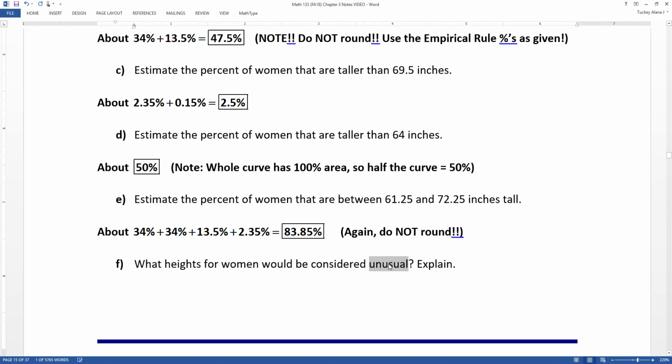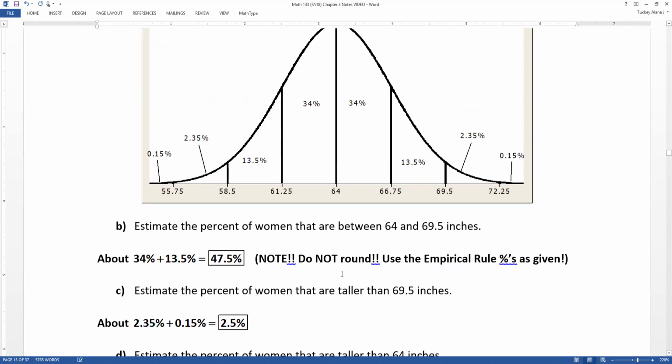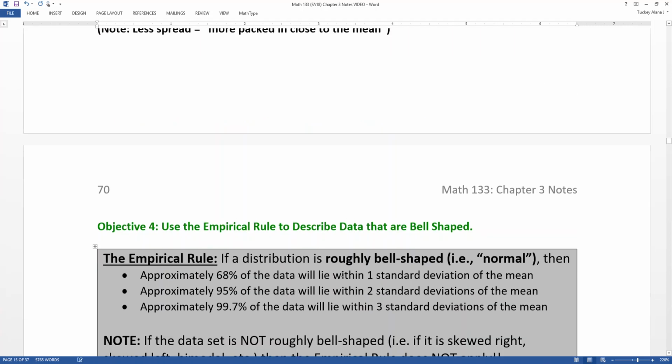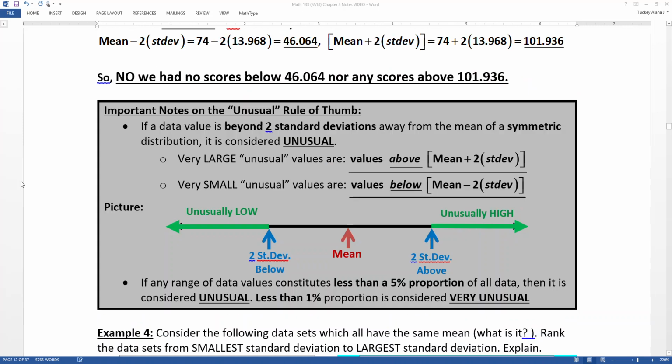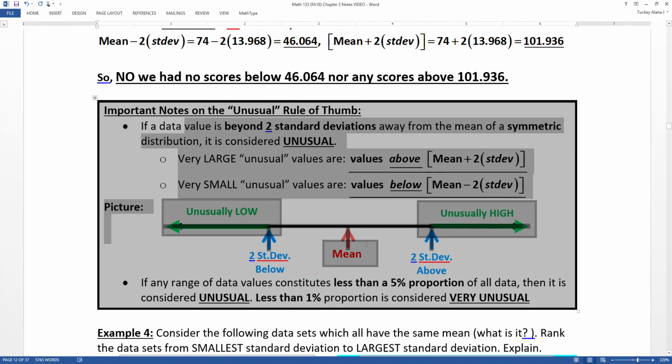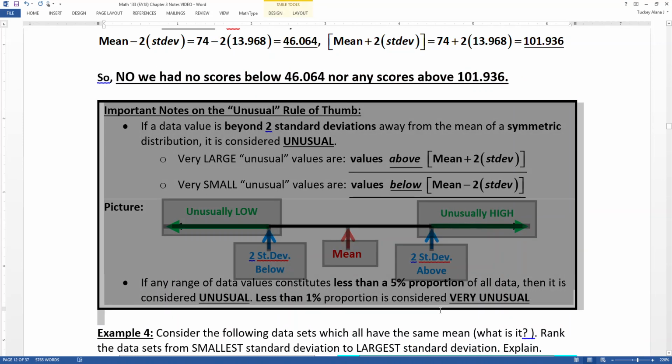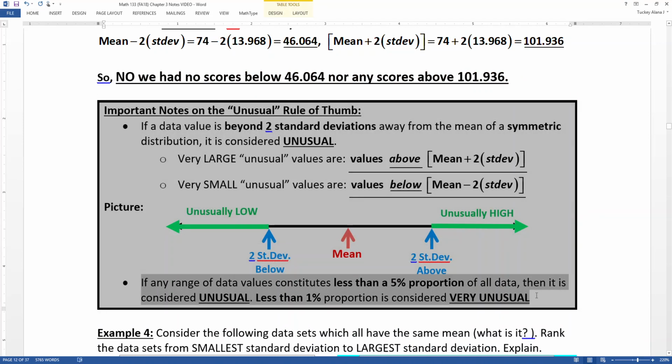All right, now our old friend unusual. What would be considered unusual? Well, let's remind ourselves what unusual is. That's back several pages. One sec. There it is. Okay, so for our purposes, we're going to stick with the two standard deviations rule at this point. This rule down here is actually a little bit more for probability when we get there, which is chapter 5. So just hold tight on that one.